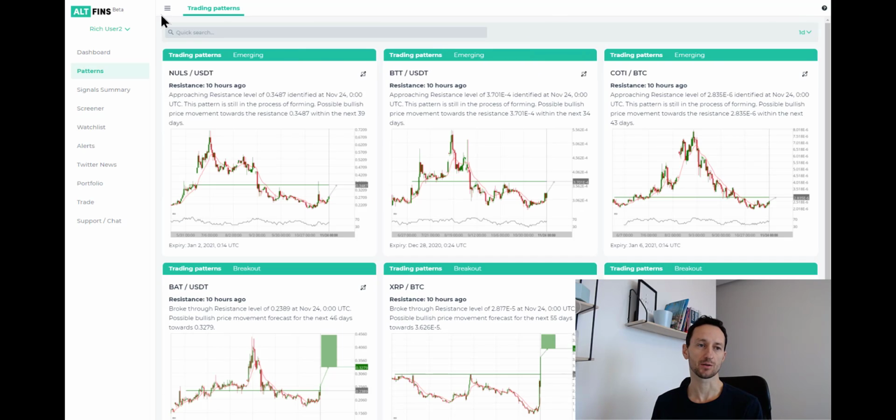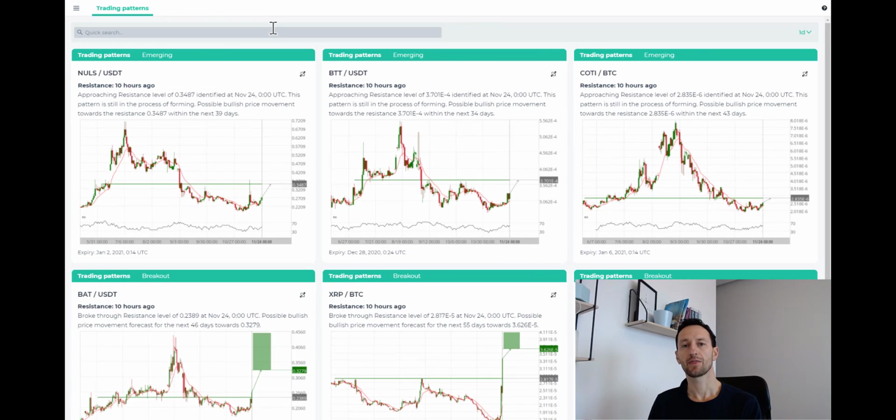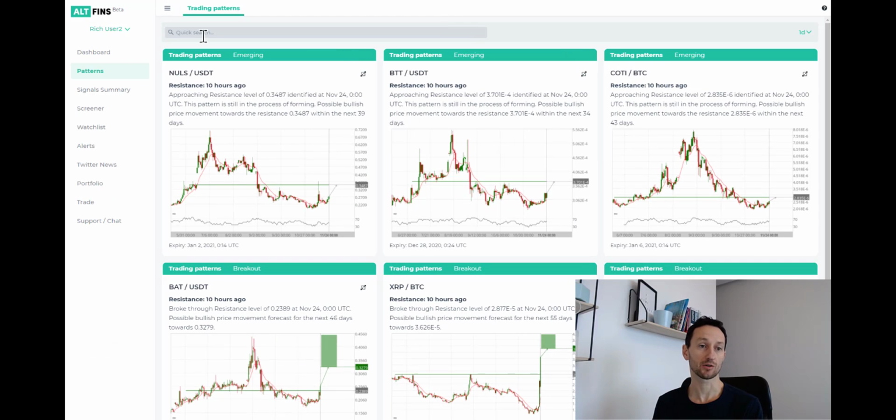altFINS pattern recognition system automatically scans thousands of coins and tradable cryptocurrency pairs and tries to detect certain common chart patterns like head and shoulders, wedges, channels, triangles, and so on. And then, with some historical performance measurement, it also tries to anticipate the price movement going forward, as well as price targets. So let's take a look at some examples of the signals that have been issued just recently.